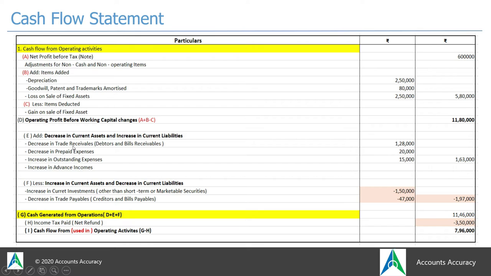Now, if the items of current assets are decreasing, we will add it, and if the items of current liabilities are increasing in the question, we will add that. Vice versa we do for the increase in current assets and decrease in current liabilities. If current assets increase, we deduct, and if current liabilities decrease, we deduct.